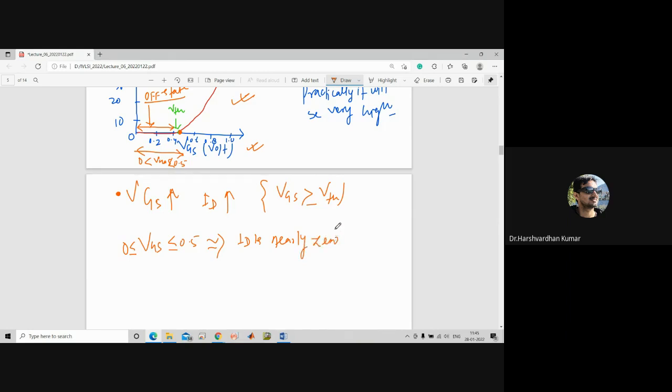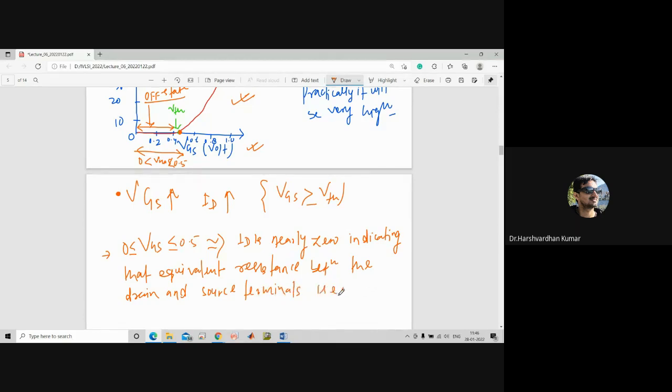What can you conclude? ID is nearly 0. It means, indicating that the equivalent resistance between the drain and source terminals is extremely high, right?